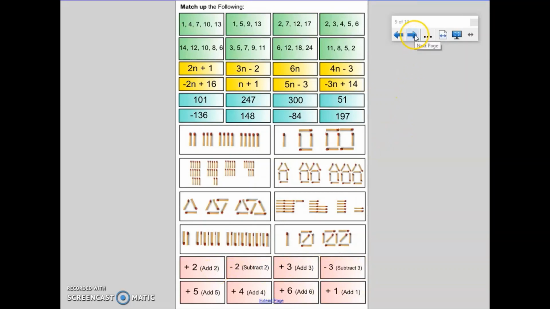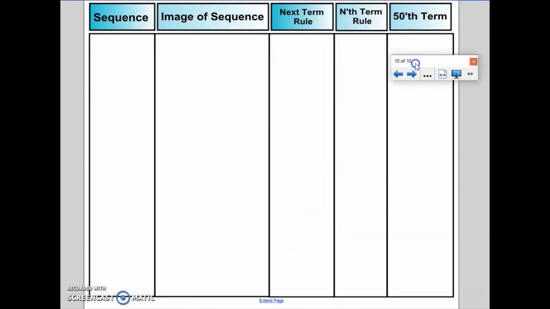So what I would like you to do is draw out this table. You've got 4 columns, and we're going to have a title of sequence. That's going to be in your first column. Then you're going to find the image that is a representation of the sequence, and that's going to go into this column. Then you're going to find the next term rule. So remember, that's just your basic rule. What are you doing to find the next term in the linear sequence? Are you adding on 2 or taking away 3 or adding on 4?